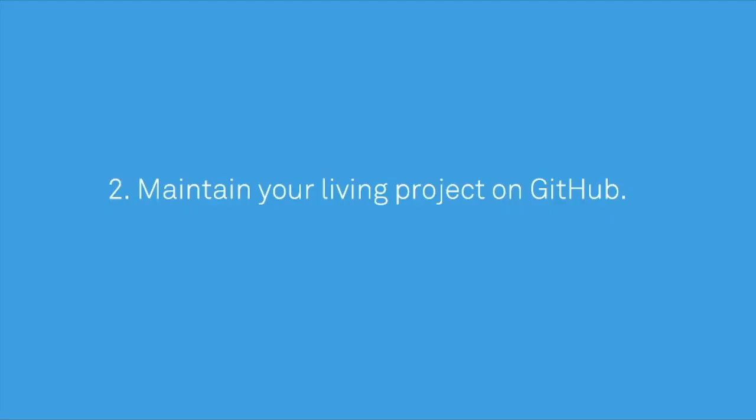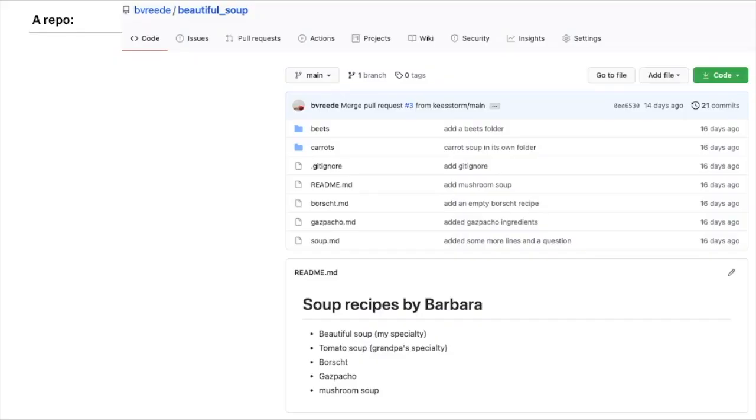Tip 2. Maintain your living project on GitHub. Full disclosure, GitHub and similar websites like GitLab and Bitbucket shine when used in combination with version control software such as Git. But GitHub can be used without Git, and you can benefit from the infrastructure within GitHub that facilitates collaboration and sharing. We recommend it. A project on GitHub is called a repository, or a repo for short.